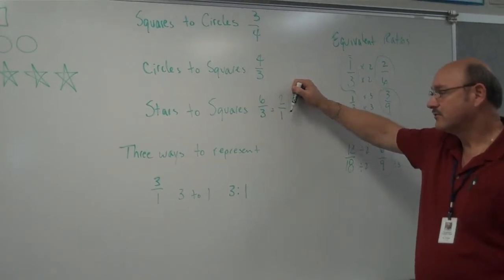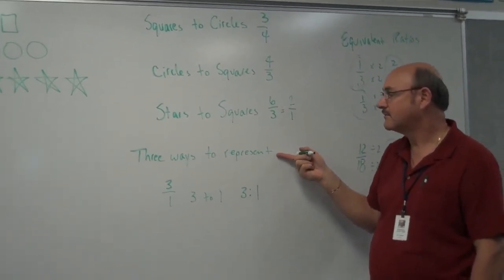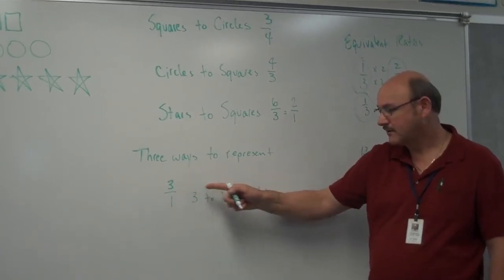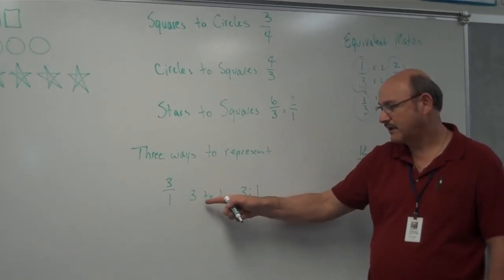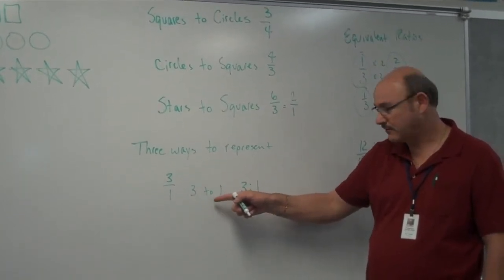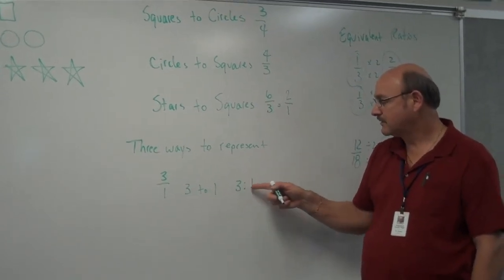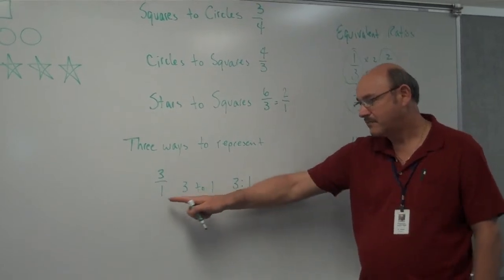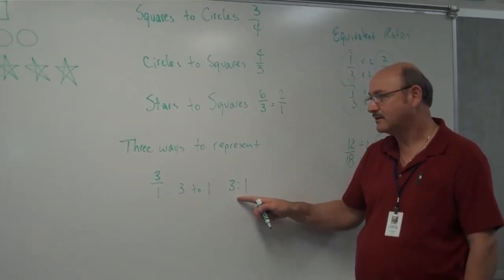Okay. Also, there's 3 ways to represent ratios. We can represent it as a fraction, 3/1. We can represent it as 3 to 1. And we can represent it as 3 colon 1. This is also pronounced 3 to 1. So there's 3 ways to write ratios.